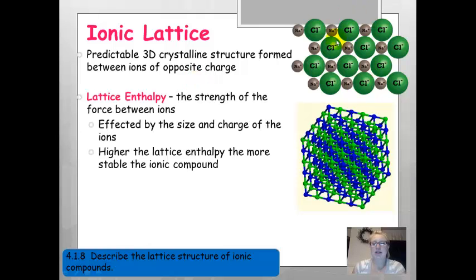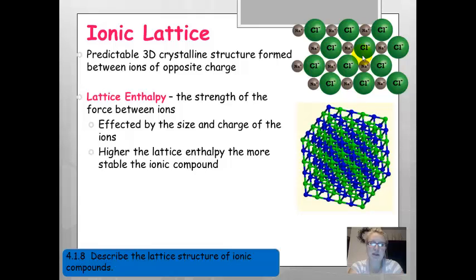And so, for example, in sodium chloride, the chloride is always surrounded by positives, and the positive sodium is always surrounded by negative chlorides. And this lattice has very strong forces between the ions. And the strength, or the energy required to break those ionic bonds, is called lattice enthalpy.